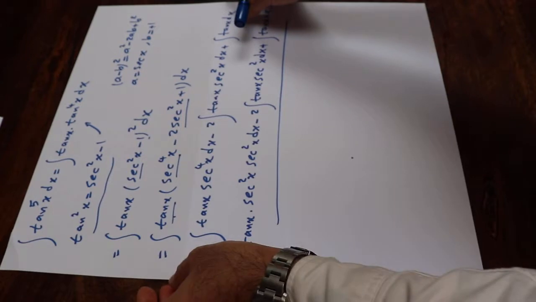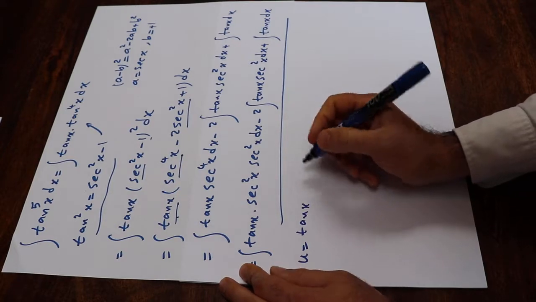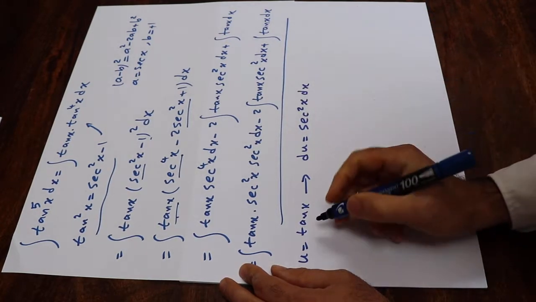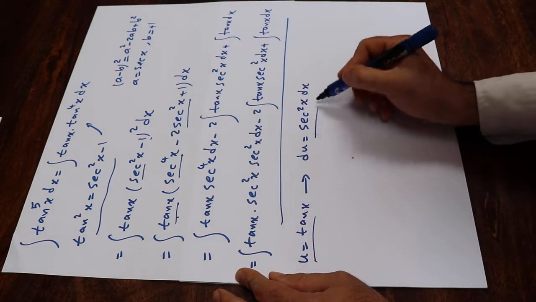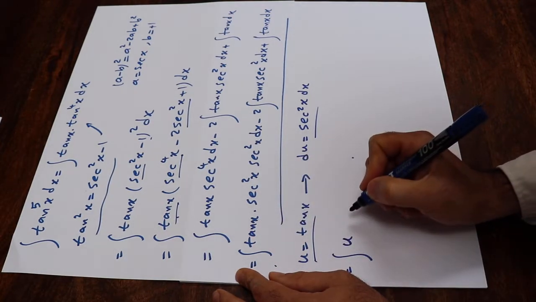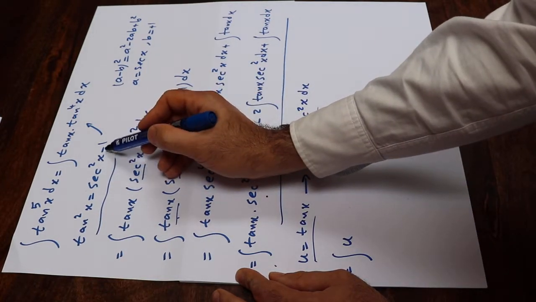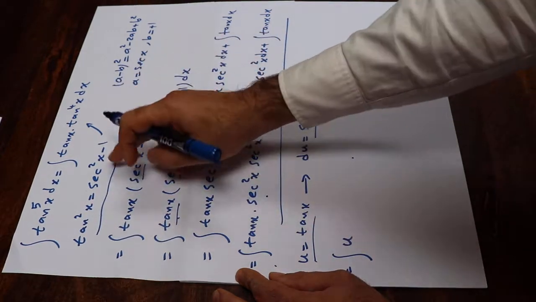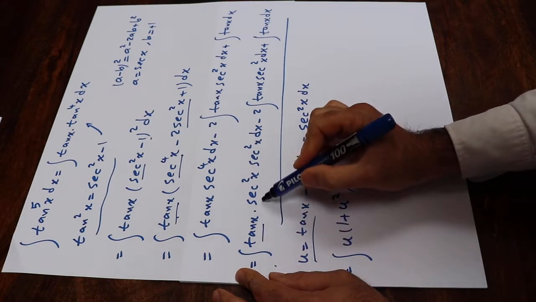Here, if you define u as tangent x, and take the derivative of each side of this equation, du will be equal to secant squared x dx, because the derivative of tangent x is secant squared x. Now if I substitute these two equations into this integral, instead of tangent x, I write u. Secant squared x is equal to 1 plus tangent squared x, and since tangent x is u, secant squared x will be equal to 1 plus u squared.